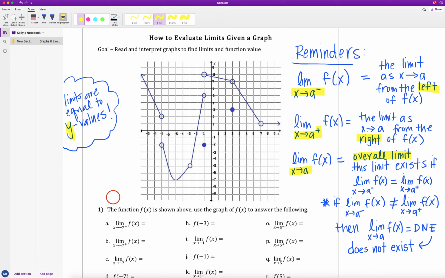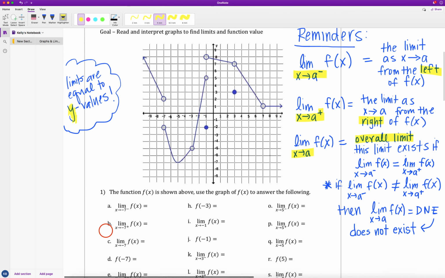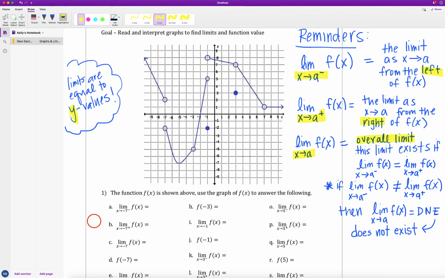So let's look at our first example. The first one says the function f of x is shown above. Use the graph of f of x to answer the following. So there's a lot of sub-questions here, but we're going to see that these tend to go quickly because they help us answer the next one after it. So we have a bunch here because we need them to answer the overarching questions. The first one, part A, says the limit as x approaches -7 from the left-hand side, because of the negative exponent, of f of x is equal to what?